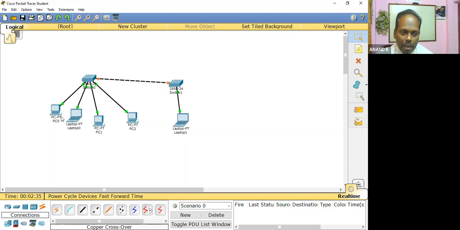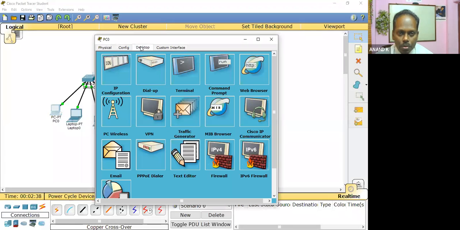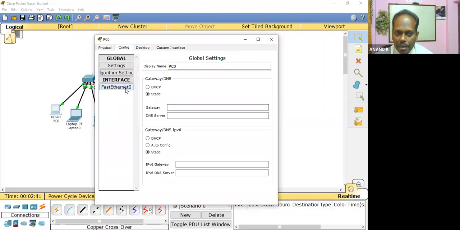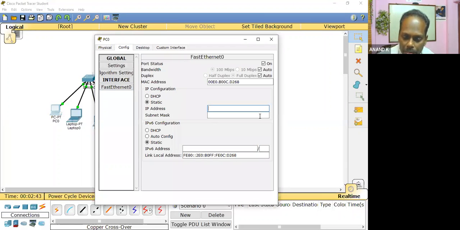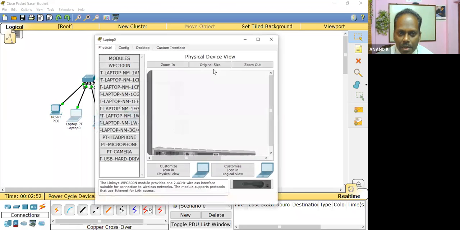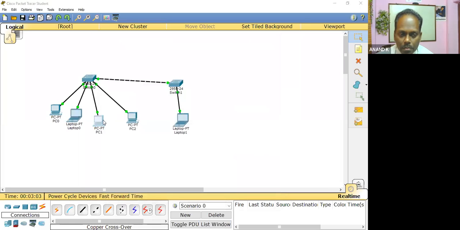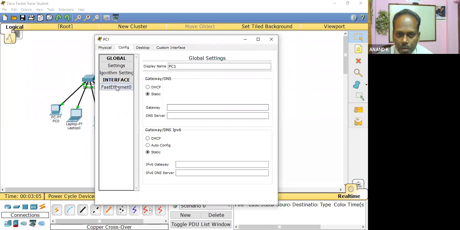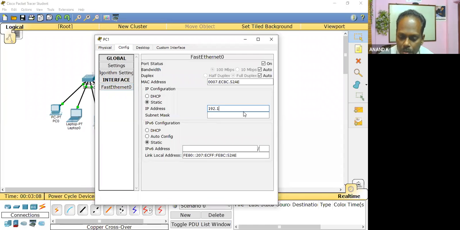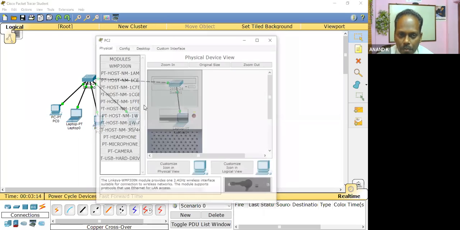Everything is working. Now I am assigning IP addresses. In the configuration, I don't have a gateway as of now. I'll give an IP address of 192.168.1.10 with the subnet mask of 255.255.255.0. This one I'm assigning 192.168.1.11, and this particular one also. In the Ethernet settings, 192.168.1.12. In sequence, I'm giving this one 1.13.